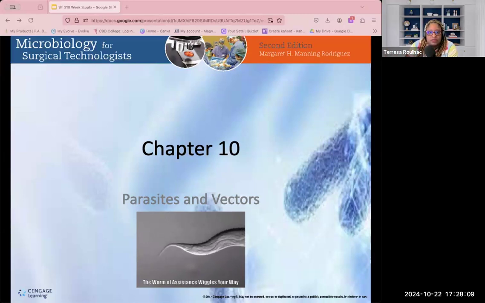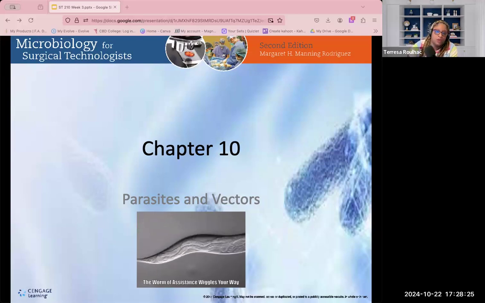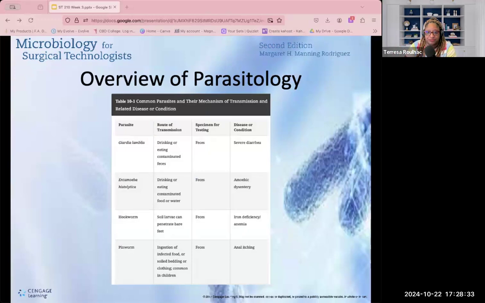With managing risks, I want you to think about infection control protocols, looking at PPE. Why is it so important to handle certain specimens? Think about the training. Okay. Again, time permitting, we will break into different groups and talk about this. But let's get into an overview of parasitology.